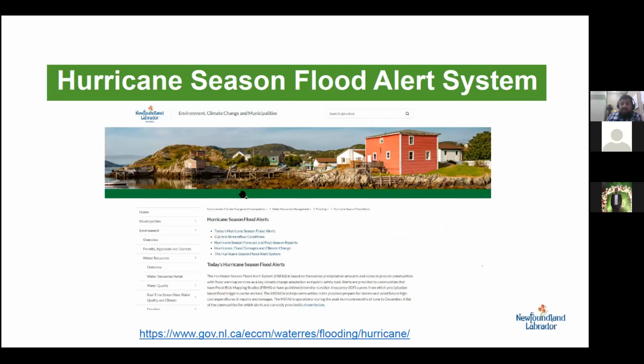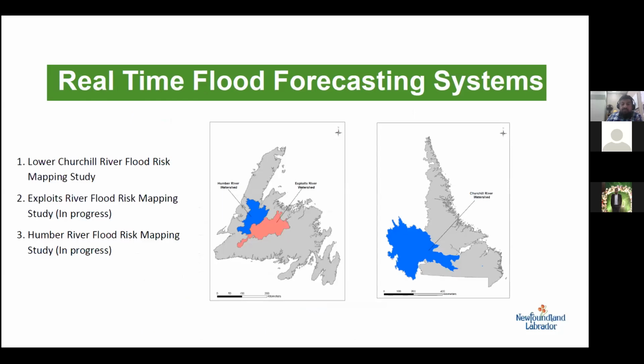Again, these are publicly available. We have a web page there. You can go and look at today's hurricane season flood alert. You can look at the current stream flow conditions. So there's this graphic, you can look it up there. We also have the whole season forecast. We have postseason reports, right? And we have details on the flood alert system there.